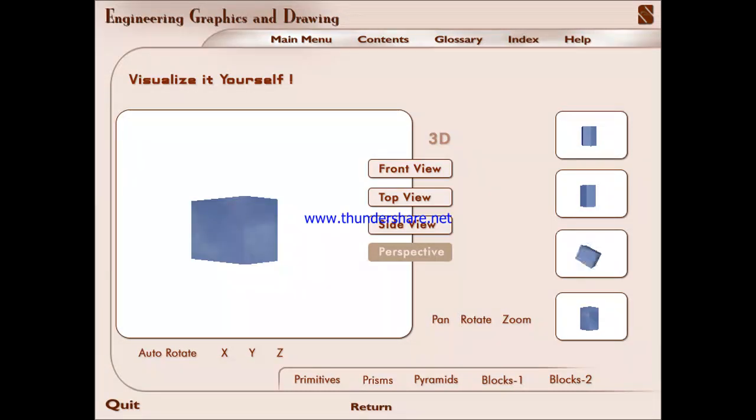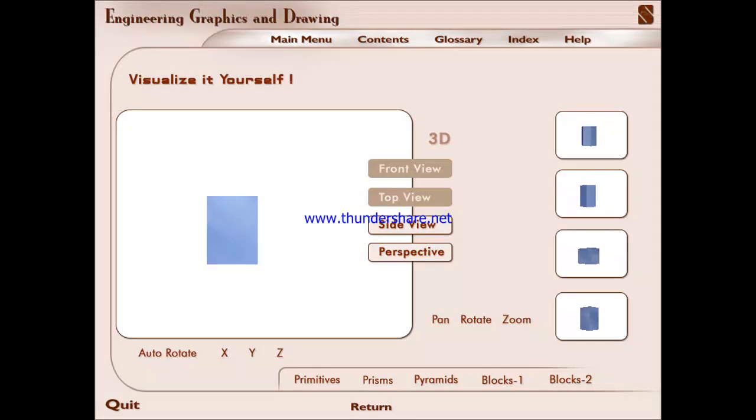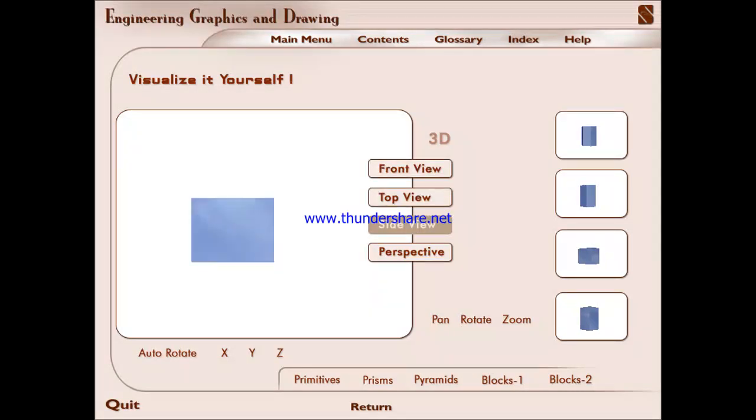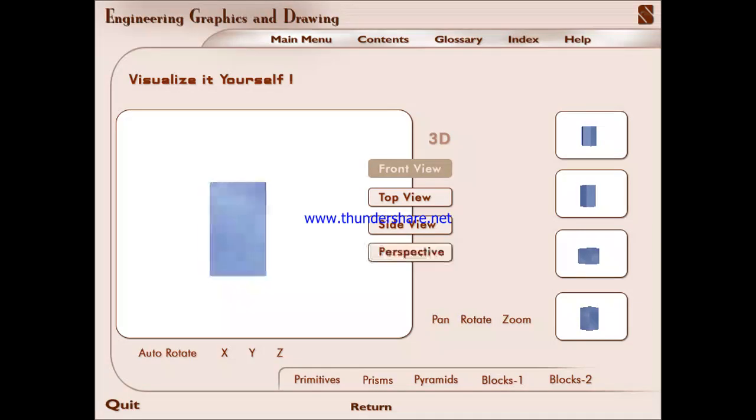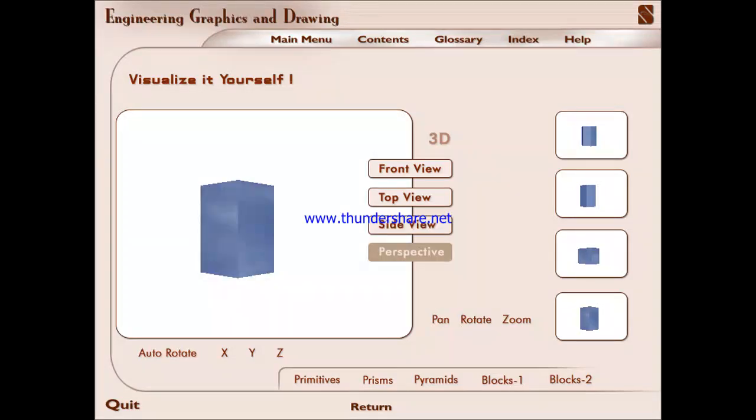Now let us consider this type of object. It will be visualized in 3D, front view, top view, side view, and perspective view. Let's consider this object. In 3D, visualize front view, top view, side view, and perspective view.